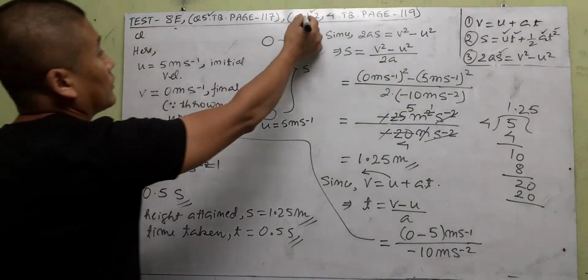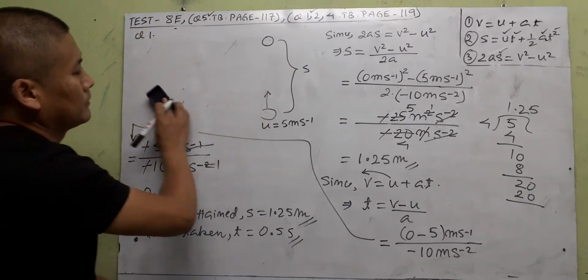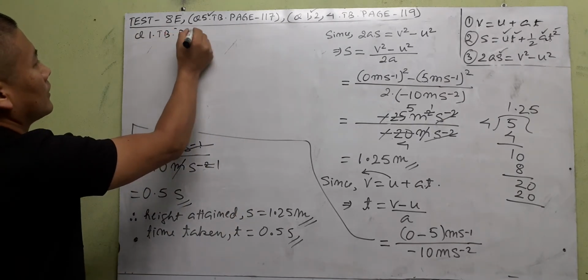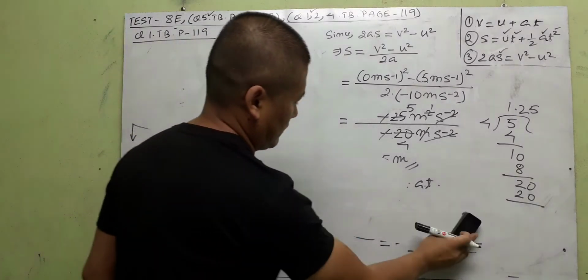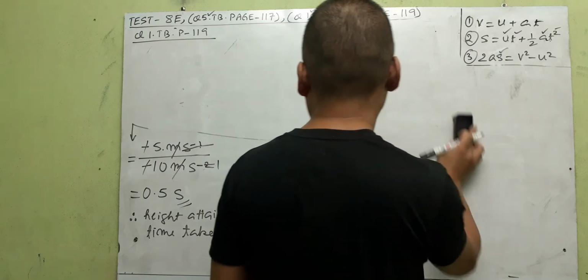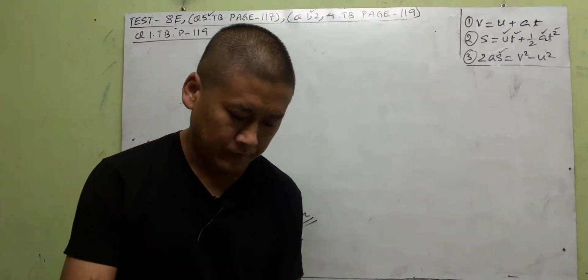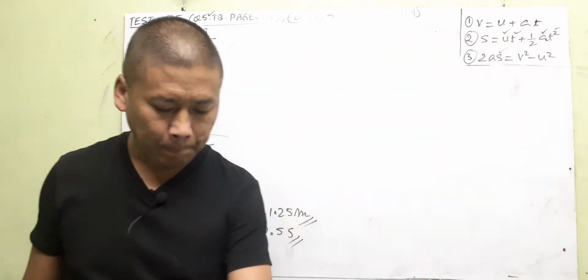Question number 1. In this class, we'll do these two questions. And this question number 1 is on textbook, page 119. So let us go there. Okay, let us go to page 119. I will read the question for us. Let us do it slowly so we understand it well, okay?